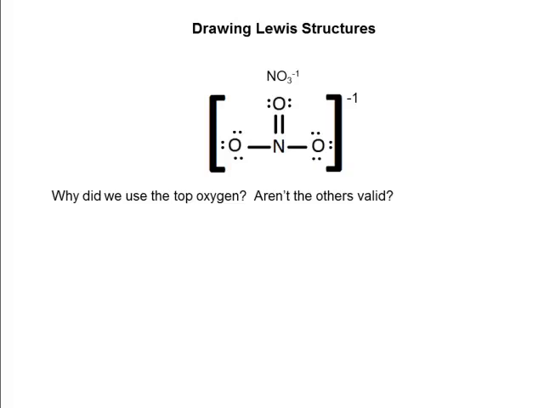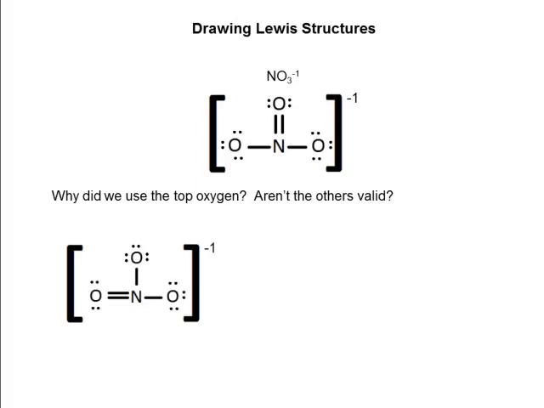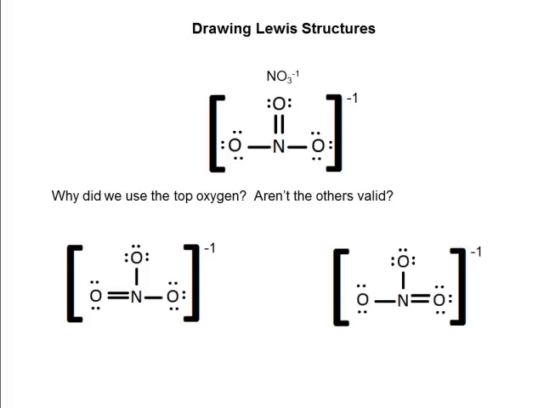Now, one problem we have though is, why did I use that top oxygen? Why did I use oxygen number 2? Couldn't I put the double bond between oxygen 1 or 3? If I put the double bond between oxygen 1 and nitrogen, it'd look like this. If I put the double bond between oxygen 3 and nitrogen, it'd look like this. Those are all equally valid structures.